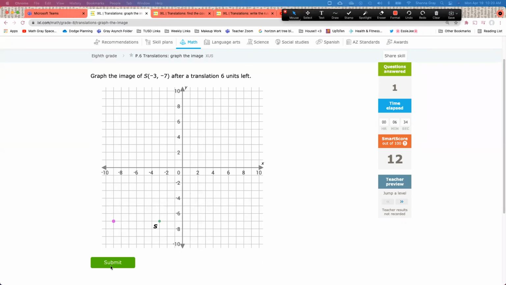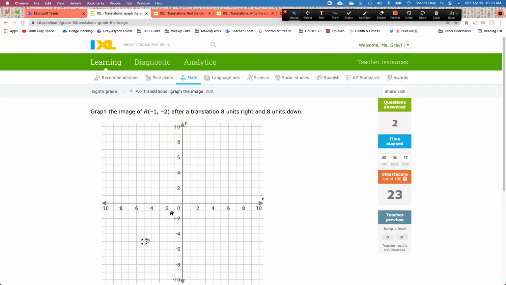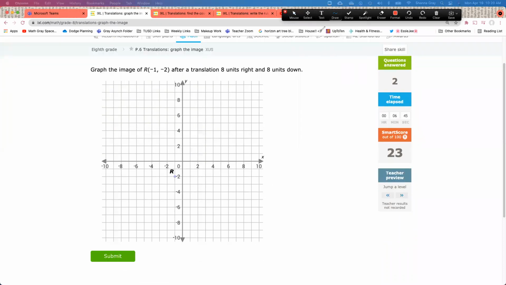Okay, let's move on. So then -1, -2. So this time, instead of just moving one direction, I'm moving 2 directions, right? So I have 8 units to the right, but also 8 units down. So if I'm here and I go 8 units to the right, 1, 2, 3, 4, 5, 6, 7, 8 units to the right, and then 8 units down, 1, 2, 3, 4, 5, 6, 7, 8. So my point would be here.